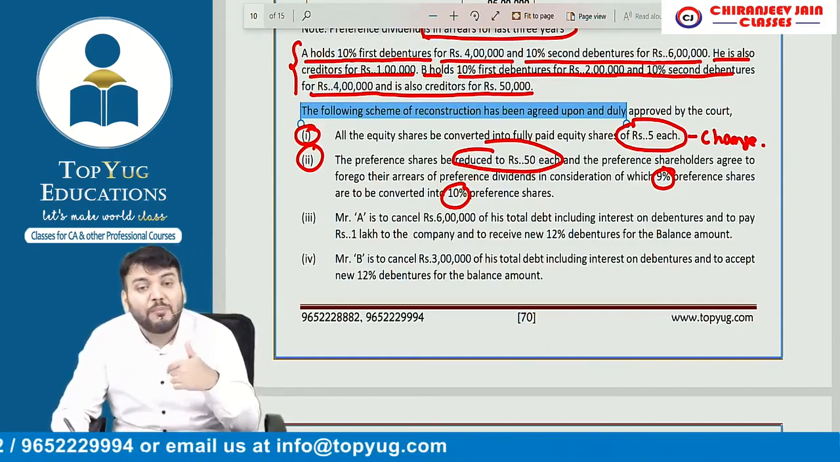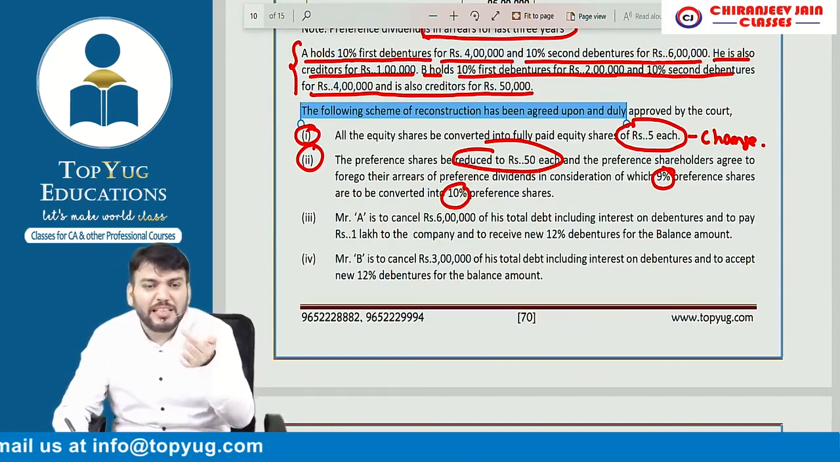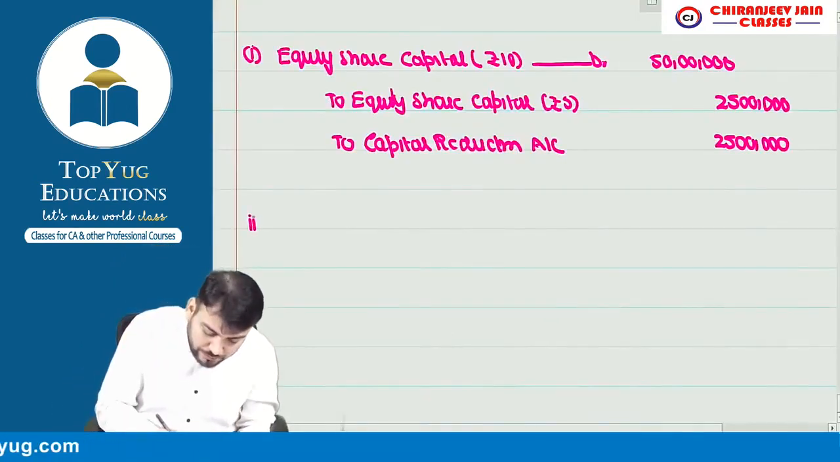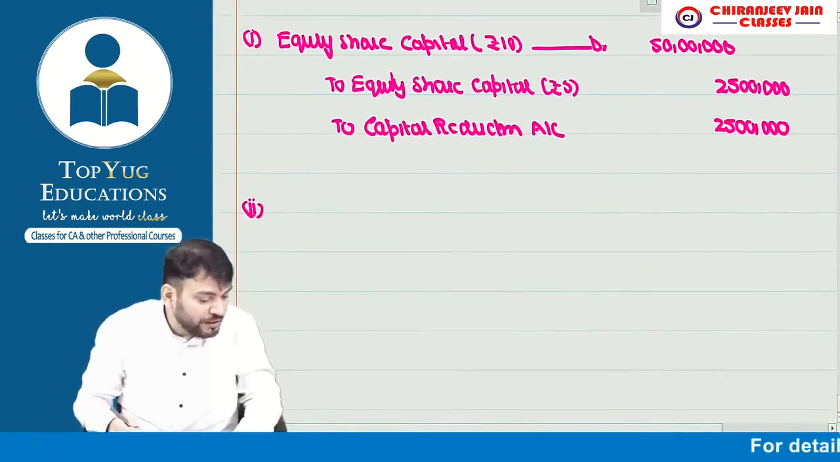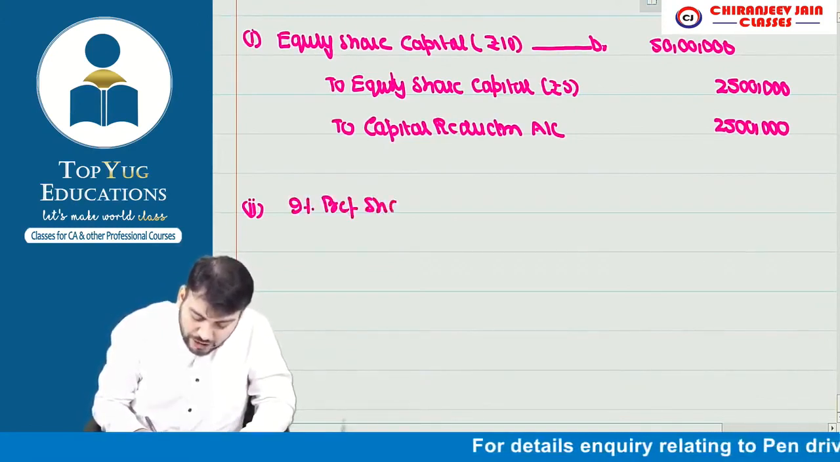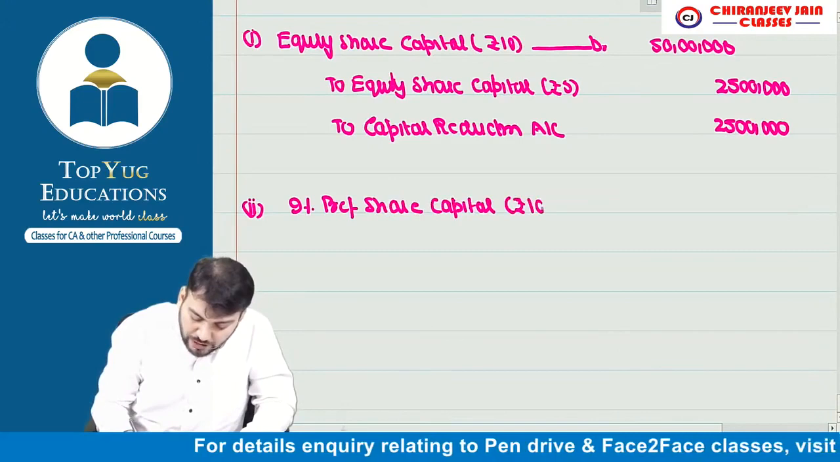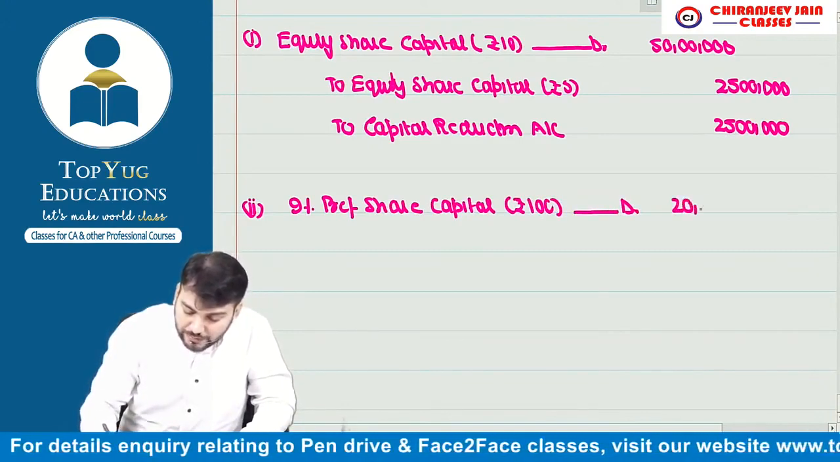So for arrear of preference dividend waiver, no journal entry. तो कहने से only when you can pass one journal entry. देखो क्या journal entry होता है, देखो point number 2. तो it is 9% preference share capital of rupees 100 account debit 20 lakh.